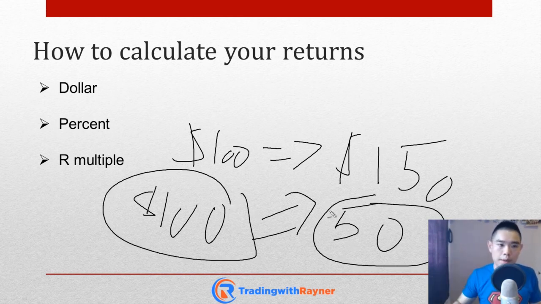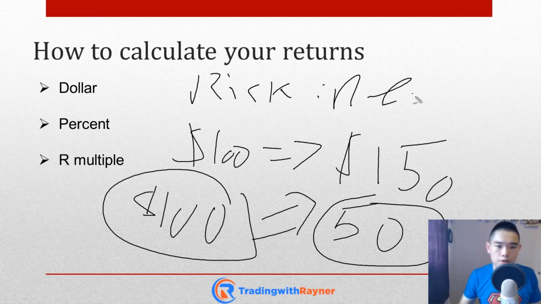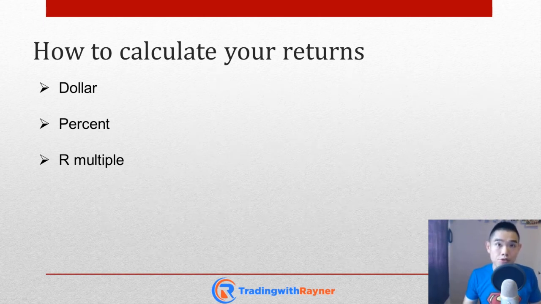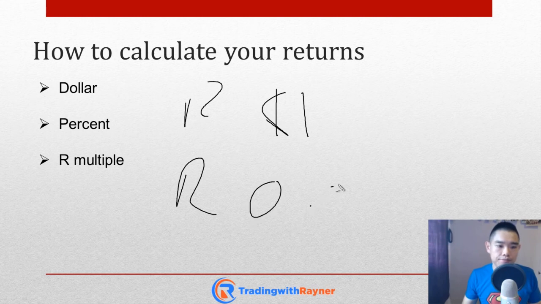So from a risk to reward standpoint, you can see that you're actually risking $1 to make 50 cents. How do you get that? Very simple. Just divide this by 100, divide this by 100, and you realize that for that particular trade, you're risking $1 to make 50 cents. So this, from a risk to reward standpoint, is, well, not too attractive if you ask me.